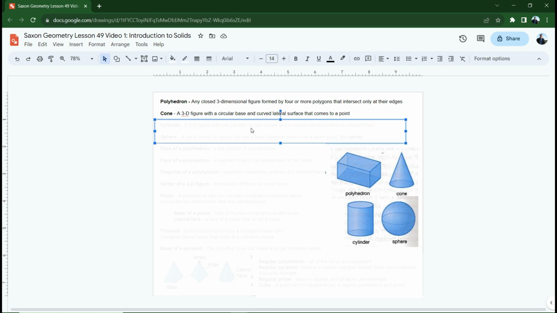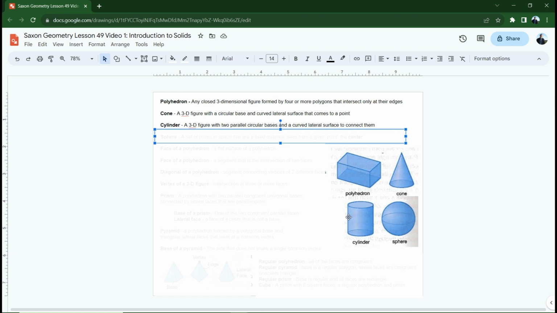A cylinder is a 3D figure with a parallel circle base and top. So we have 2 parallel circles, here at the bottom and here at the top, and a curved lateral surface to connect them. In other words, if I were to cut the sides of this at any point, it would also be a circle.